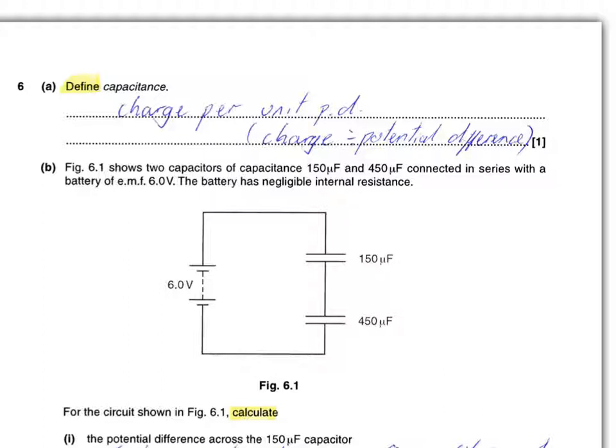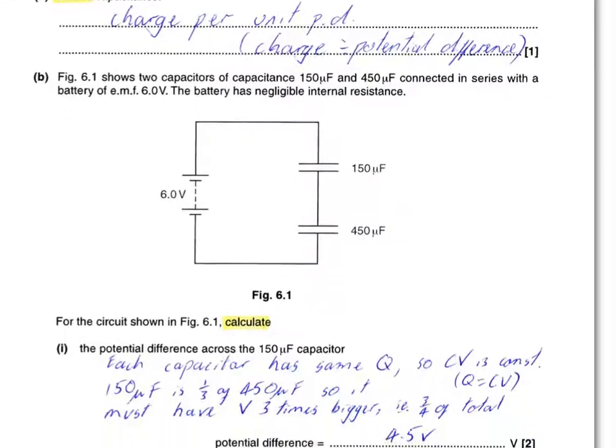We've got two capacitors, 150 microfarads and 450 microfarads, connected in series, and we've got a battery with EMF 6 volts with negligible internal resistance. That point about the negligible internal resistance just means that you can assume that the total PD across the components is the same as the EMF. There's no lost volts in this case. So what are we going to be asked to do?